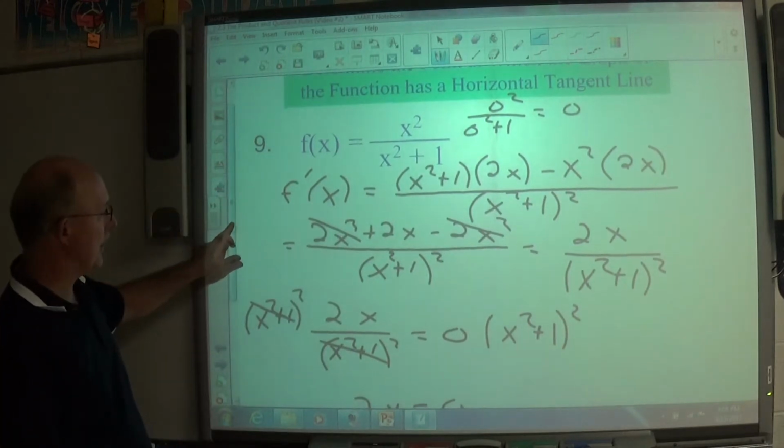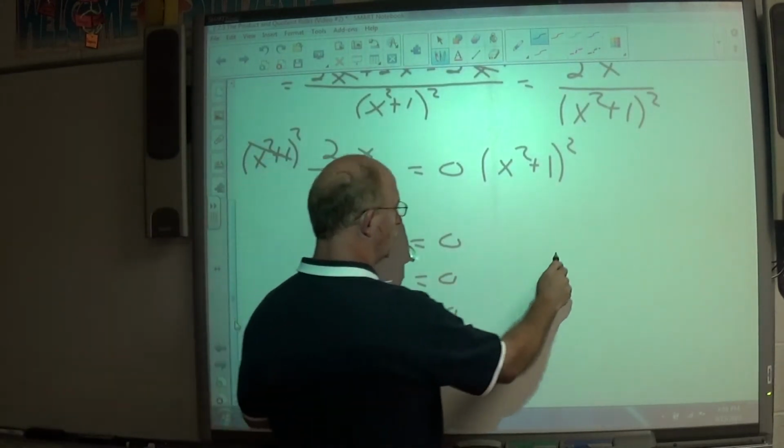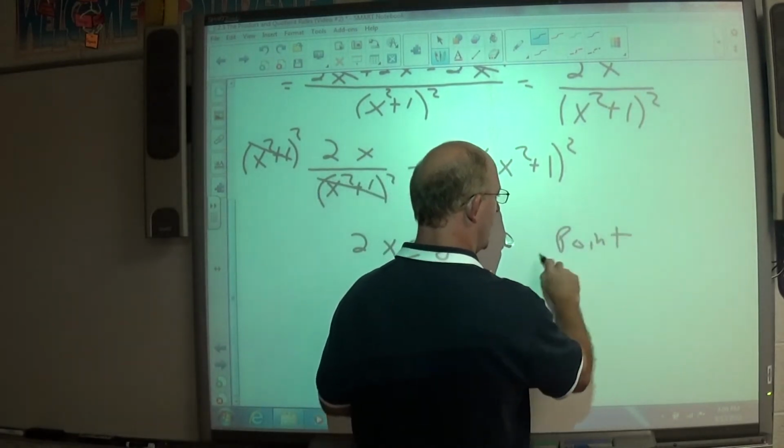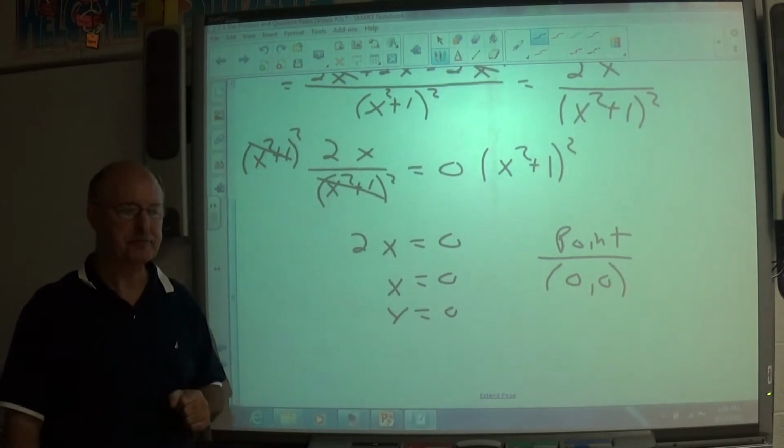Right, so our x is 0, y is 0, so the actual point where we have a horizontal tangent line is going to be the point (0, 0). And there you got it.